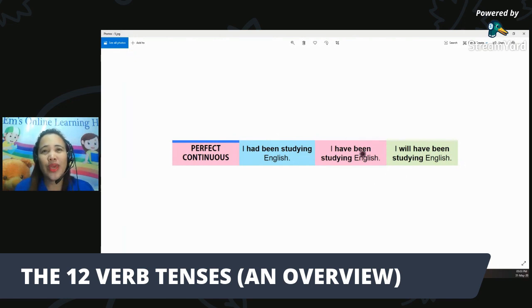Next, we have here the present perfect continuous. I have been studying English. When will I use this? Remember, when we are going to use have, that is in the present time. Have is always the partner of I when we talk about the present perfect continuous. And this is had because it's in the past. So I had been studying English. When to use this one?